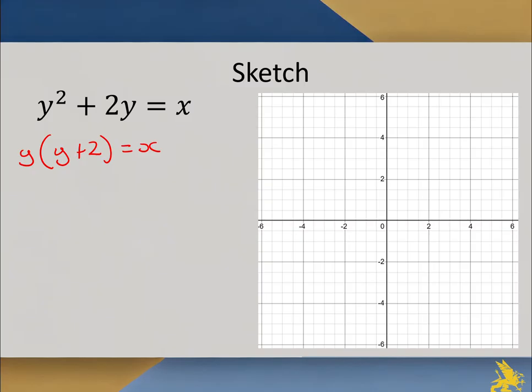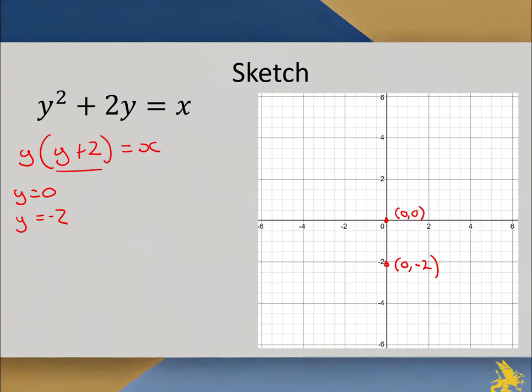This shows me that I'm going to have two intercepts. One intercept is going to be at y is 0, and the second intercept is going to be when y is equal to negative 2. So straight away, I've got 2 points. I'm just going to label 0 and 0, and when x is 0, y is negative 2.